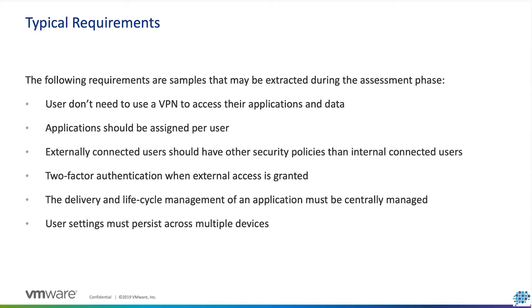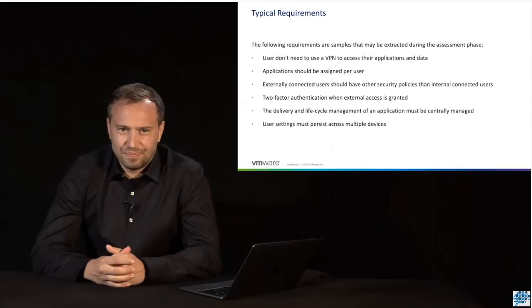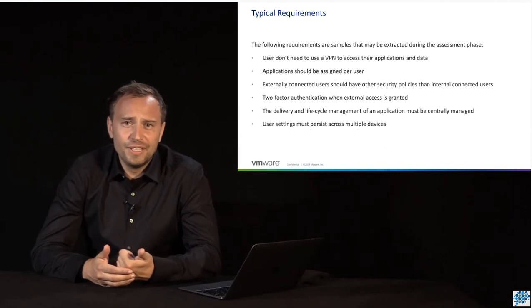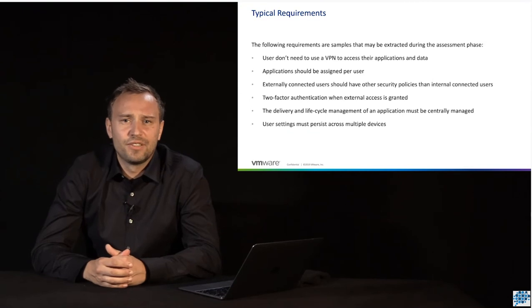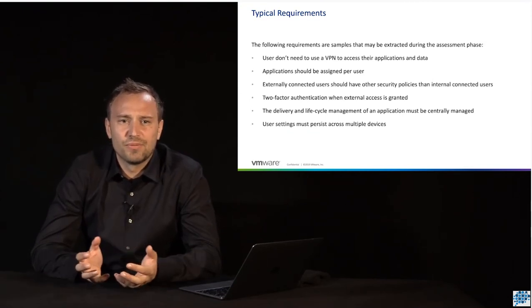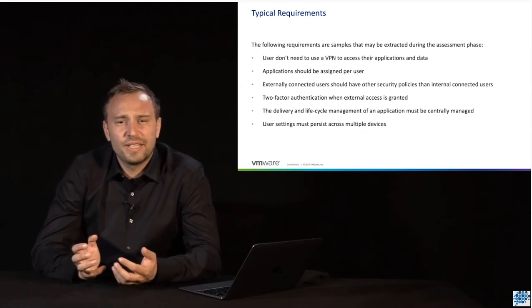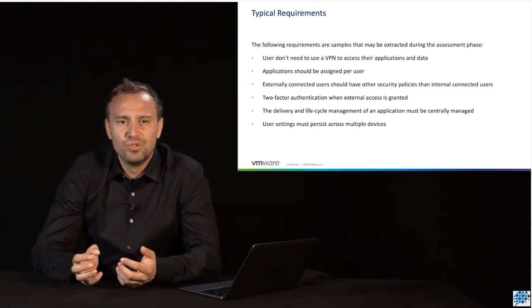At the same time, we need to make sure that externally connected users over the internet, over an unsecure network, should be treated differently than users that are connected internally from a corporate LAN. When we go over the internet into our environment, we need to make use of second factor authentication. Otherwise, external access is not granted. That's also something we need to extract as an information and build into the solution afterwards.